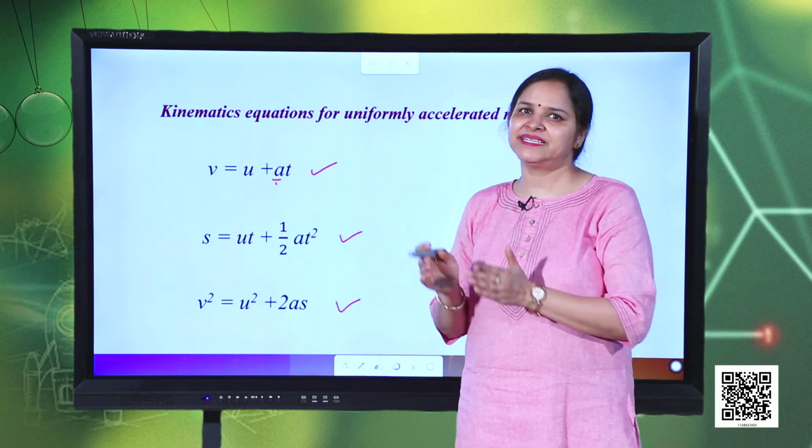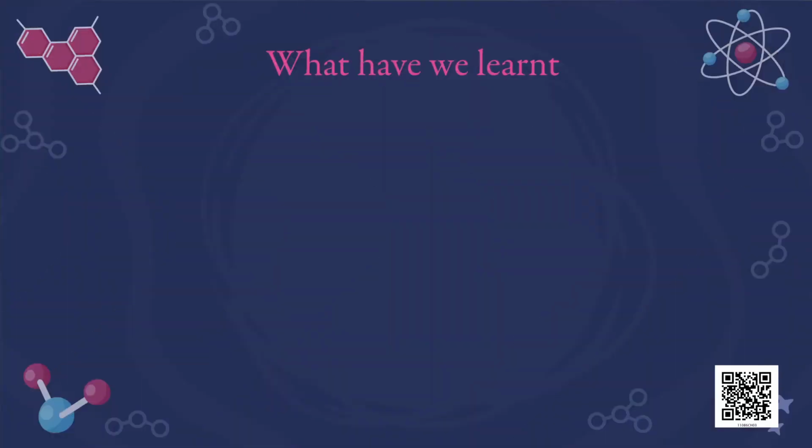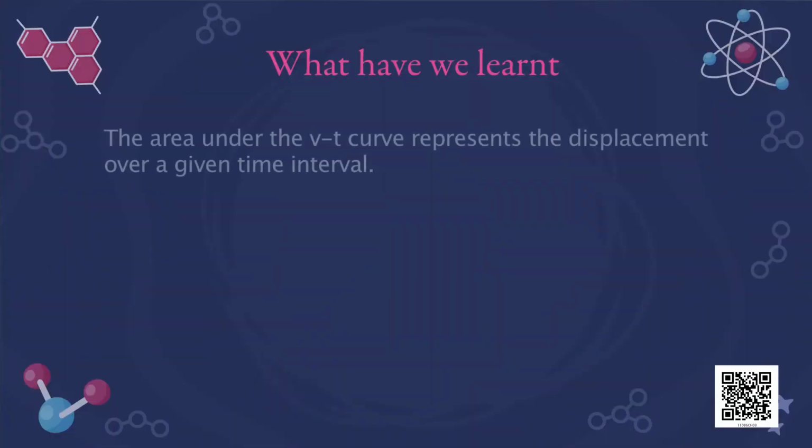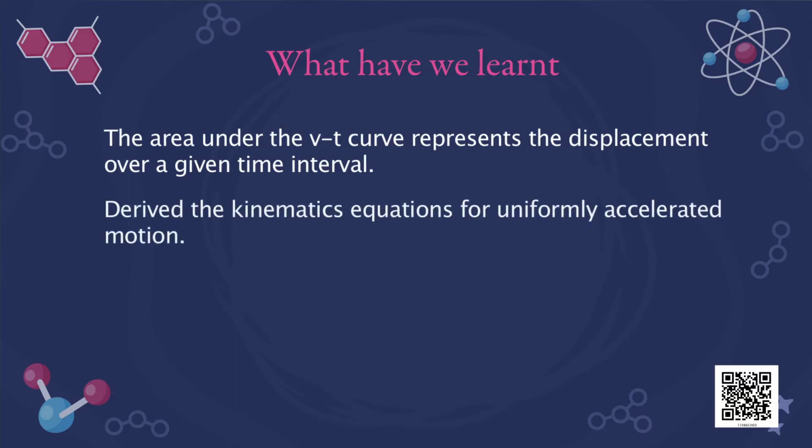Now, let us recall what we have learned today. We have studied that the area under the VT curve represents the displacement over a given time interval. Next, we derived the three kinematic equations for uniformly accelerated motion, which are v is equal to u plus at, s is equal to ut plus half at square, and v square is equal to u square plus 2as.